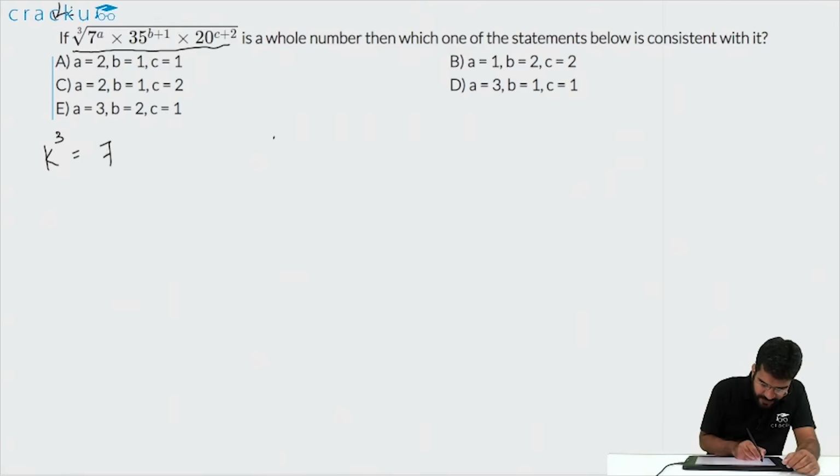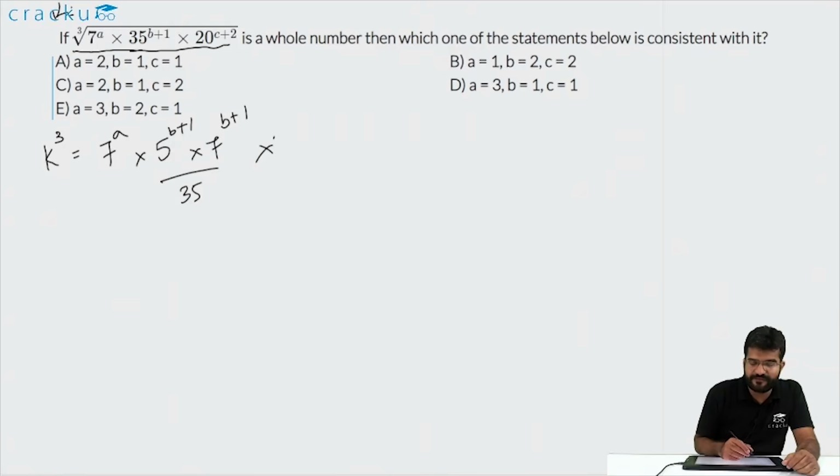So this will be 7 to the power a into 35 can be written as 5 into 7. So this will be 5 to the power b plus 1 into 7 to the power b plus 1. Both of them together will be 35. Into 20 can be written as 4 into 5. So this will be 4 to the power c plus 2 into 5 to the power c plus 2.